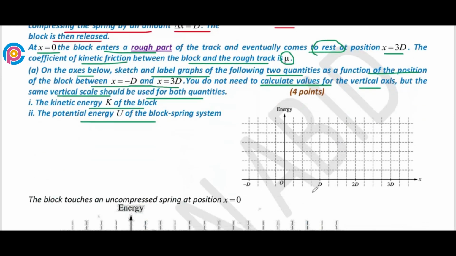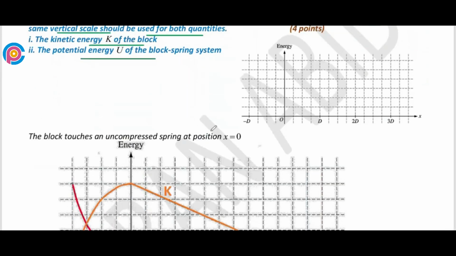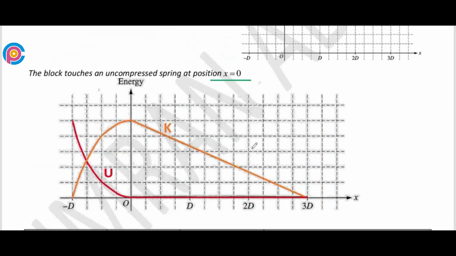The given space is this one, from minus d to 0 and 0 to 3D. We have to note that the block touches the uncompressed spring at the position x0. Initially, when the block is compressed to minus d, it has potential energy, and at that moment the kinetic energy is 0. When the block is released, the potential energy decreases and the kinetic energy increases. At x equal to 0, it has maximum kinetic energy. At that moment the spring is totally uncompressed, so the potential energy is 0.